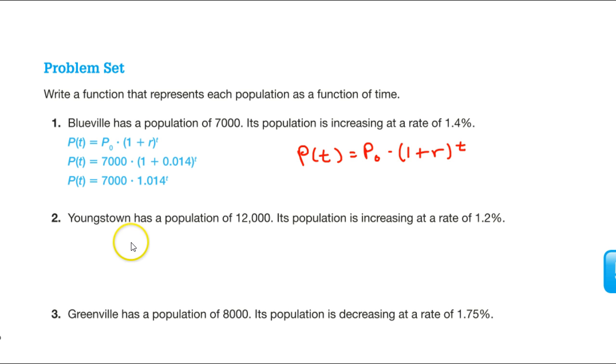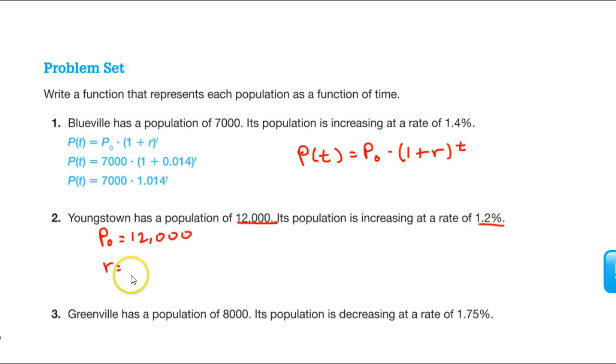Youngstown has a population of 12,000. Its population is increasing at a rate of 1.2%. So there's a few things we have to do. First things first, we have to get our P naught, or our initial population. That would be 12,000, so that's given to us right here. The second thing we want is our rate. Our rate is given to us right there.